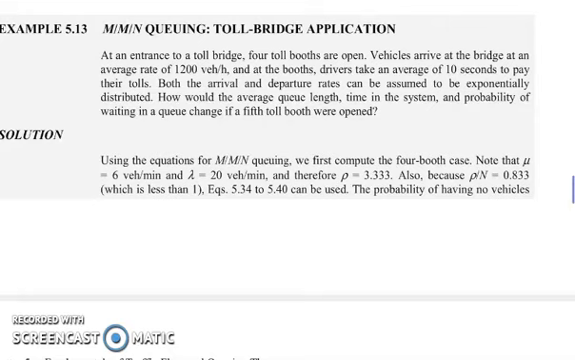So for this problem, we have to convert our average arrival rate into minutes, since we are given 1,200 vehicles per hour. So if we convert that, our average arrival rate will be equivalent to 1,200 vehicles per hour all over 60, so the equivalent value is 20 vehicles per minute. This is for our arrival rate.